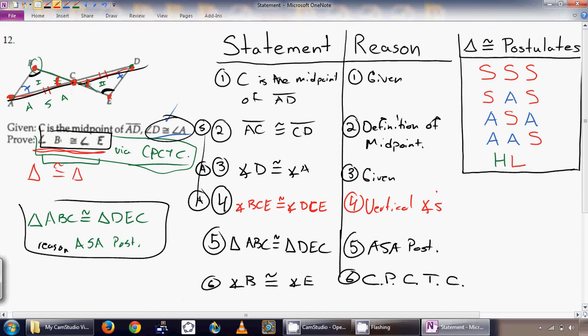All right, and you can look at our congruence statement. B corresponds to E, so those corresponding parts of congruent triangles must be congruent.